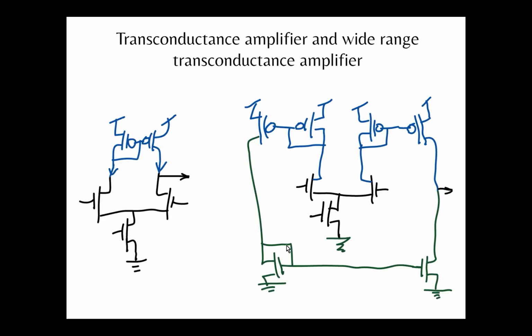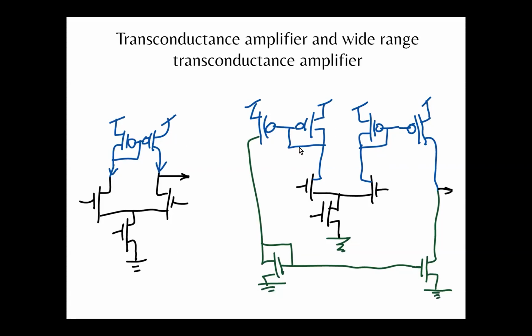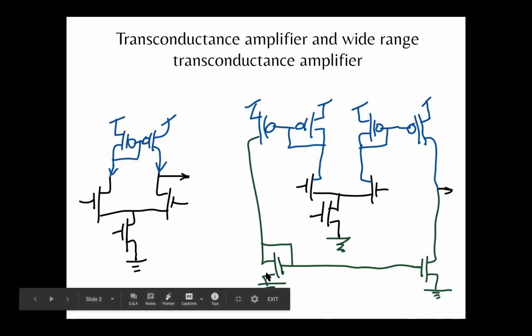And then for the wide range transconductance amplifier, you see again the part that's similar to the one on the left. So this is a 5 transistor transconductance amplifier, and with the wide range transconductance amplifier, you see many more current mirror circuits. So a couple more PFET current mirror circuits, and then the NFET at the bottom.